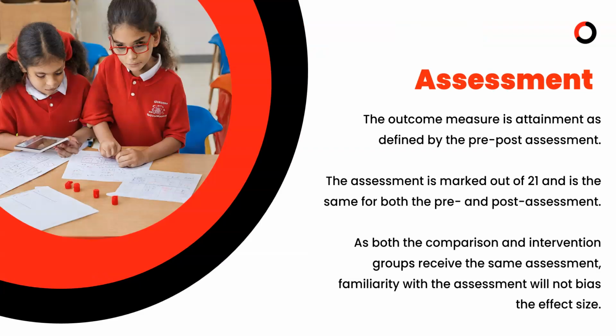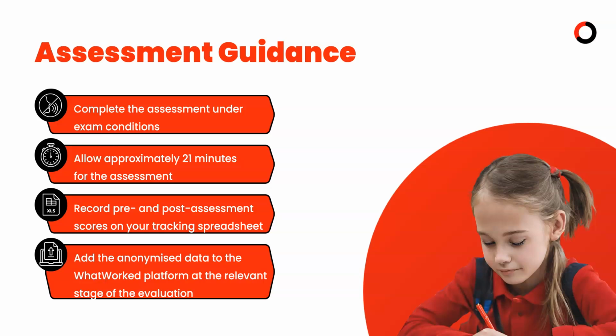And then moving on to the assessment, the outcome measure is attainment as defined by the pre-post assessment. The assessment is marked out of 21 and is the same for both the pre and the post. And as both the comparison and intervention groups receive the same assessment, familiarity should not bias the effect size. So assessment guidance: complete the assessment under exam conditions, allow approximately 21 minutes. Make sure you record your pre and post assessment scores in your tracking spreadsheet and add the anonymized data to the What Works Teachers platform.